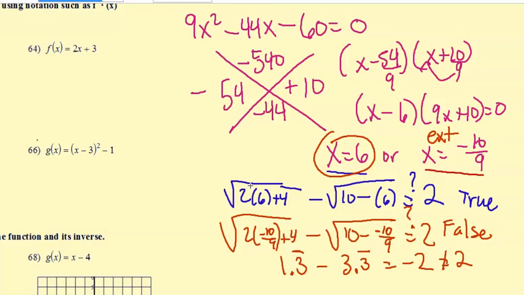So when you're writing these two solutions, put that 6 is the real one, and the negative 10/9 is the extraneous one.